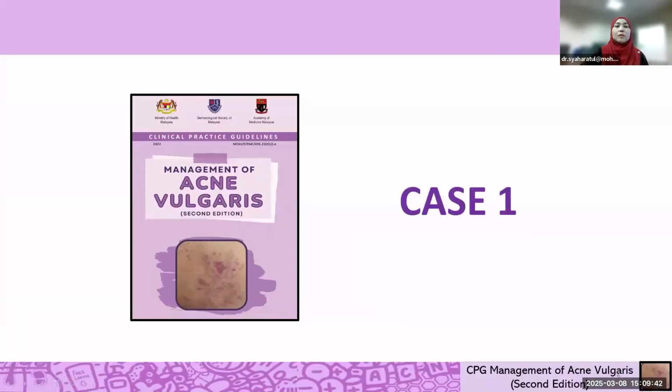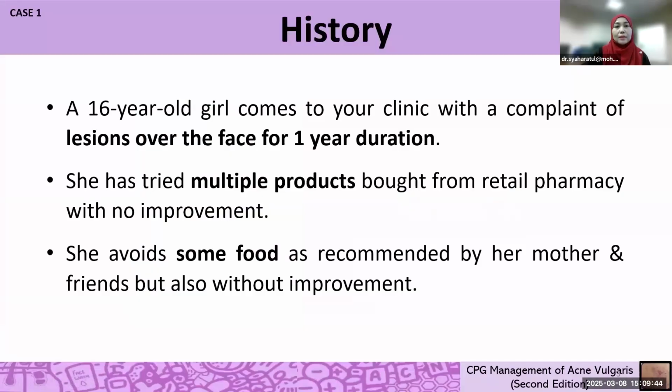Right. So the first case is a 16-year-old girl who came to the clinic with a complaint of lesions on the face for 1 year duration. She has tried multiple products bought from retail pharmacy with no improvement. That's very common. Before they come and see us, they will usually try something, either from their house.